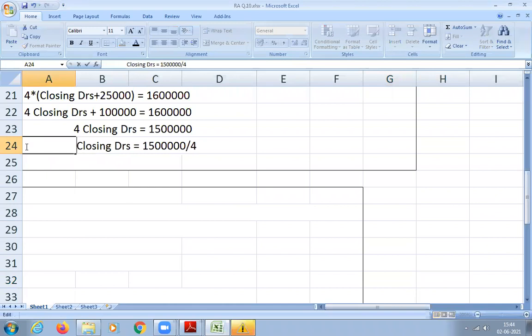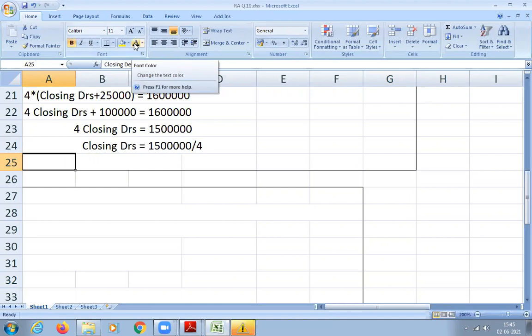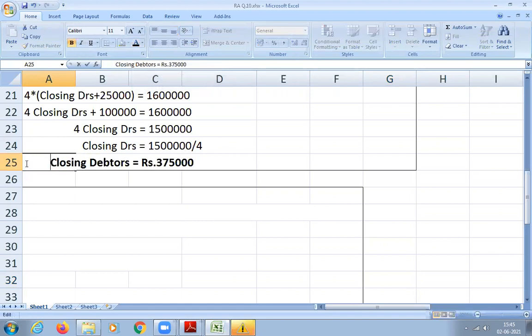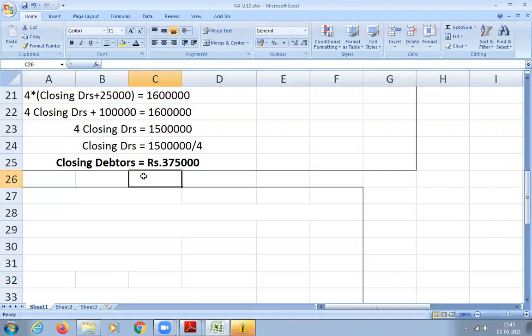So all of you calculate how much you are getting for debtors. 3,75,000. All of you getting? Yes, sir. Or anybody getting a different answer? If you're getting a different answer, please let us know. Okay, I also got 3,75,000. So we have calculated two things till now: one is sales, and then we have calculated closing debtors.